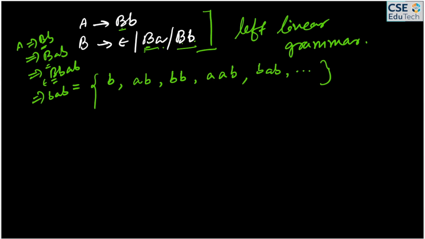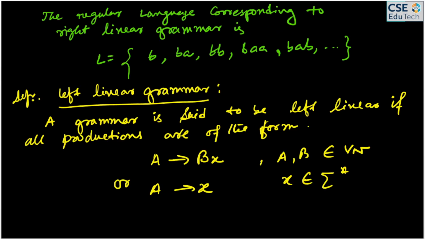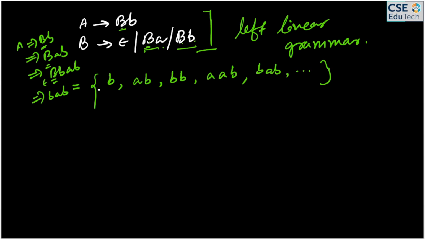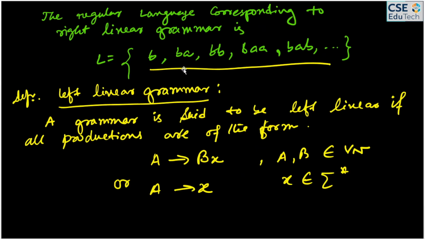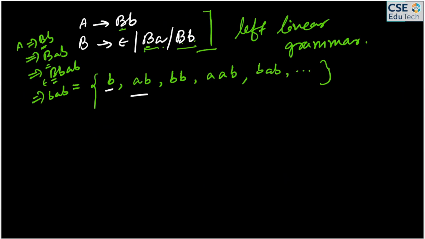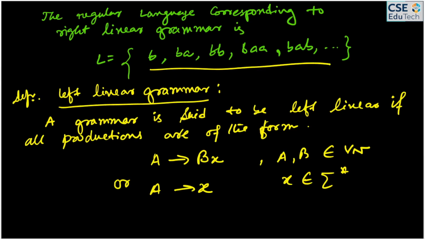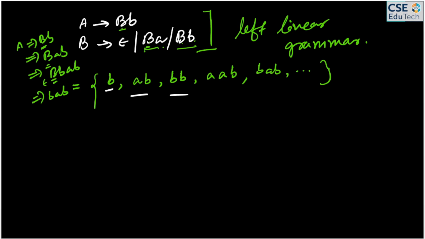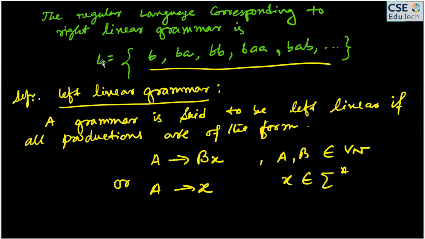Now if we reverse this string, what will happen? B, AB, right? B and AB, and BB. If we reverse BB, it will remain the same, BB. Now if we reverse this BAA, it will be AAB, and so on. So basically it generates the language which is the reverse of the language L.